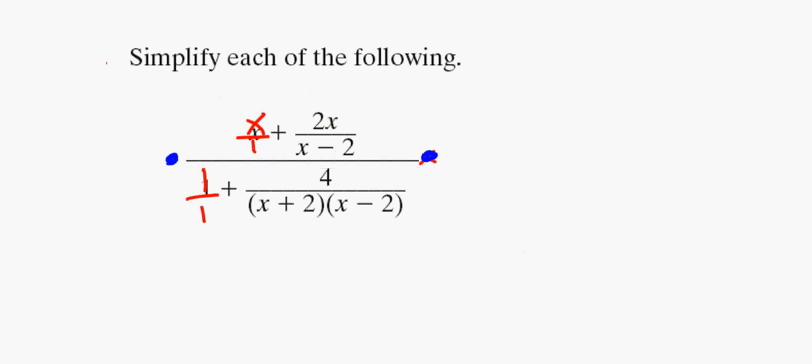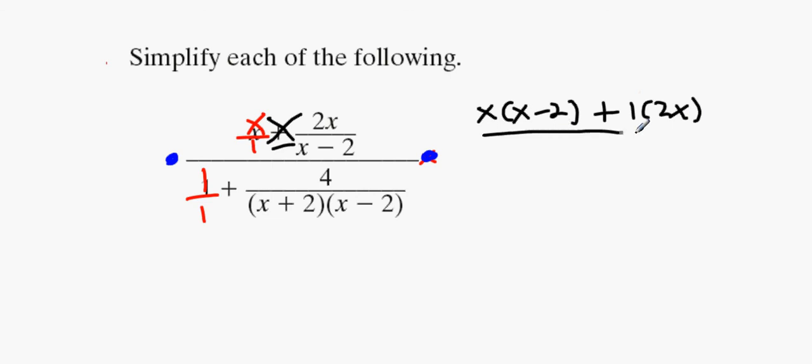So let's go for the blue part, okay? For the blue part, what we're going to do is multiply the denominators by each other, bring the 1 up here, and bring the x minus 2 up here. So what we're going to be left with is x bracket x minus 2 plus 1 multiplied by 2x, divided by x minus 2. Okay? Now, that's that part done on top.